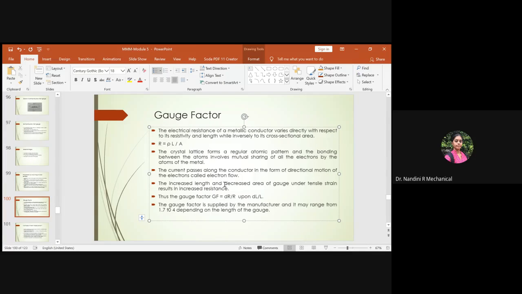Okay, so now how does this variation come into the picture? You will have a crystal lattice structure of the given metallic conductor. You know the crystal lattice is usually formed by a regular atomic pattern, and these atomic patterns are bonded together by mutual sharing of electrons, right? As a result, when you have mutual sharing of electrons in the given crystal lattice, and when the current passes along the conductor in the form of directional motion of the electrons, then we get the flow of current in that direction. So consider a metallic conducting material, right?